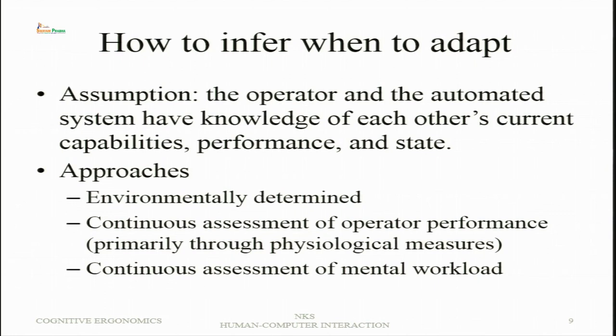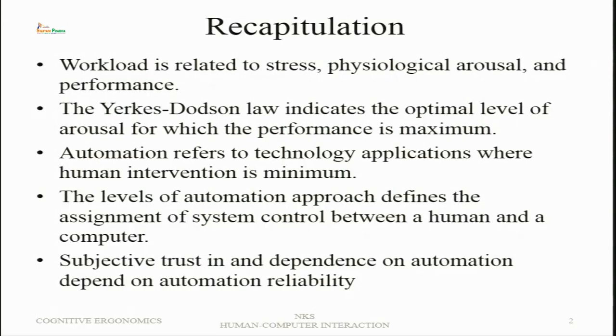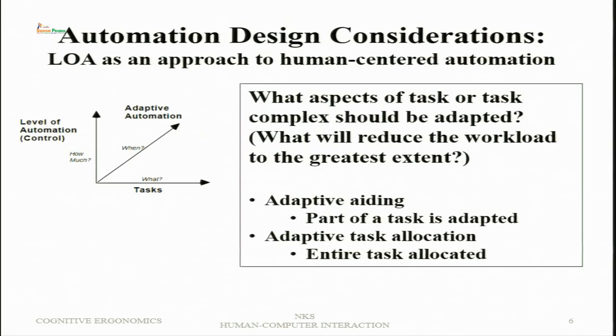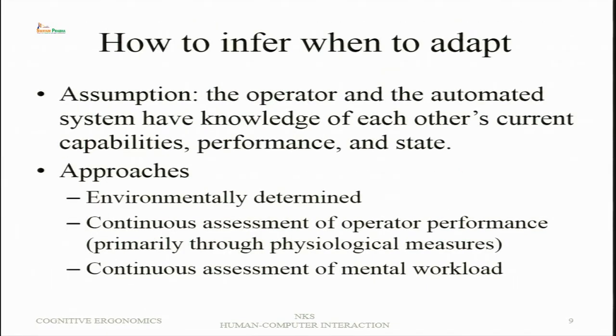Now, how to infer when to adapt? There are certain assumptions. For example, one of the assumptions is the operator and the automated system have knowledge of each other's current capabilities, performance, and state. That is how the task will be divided between the two. There are different approaches, environmentally determined. So, for example, here we can control the environment. That slide is not here, but since environment determines stress and other things, so we can control the environment to do that. Then continuous assessment of operator performance.